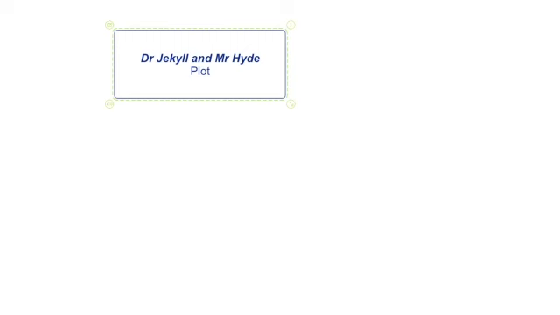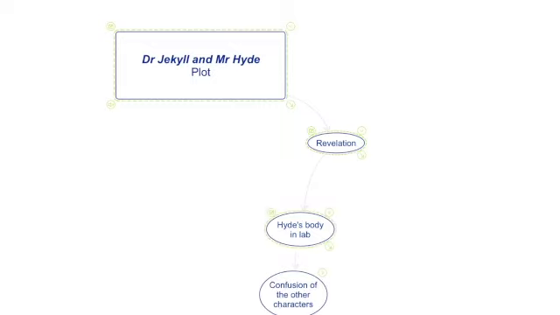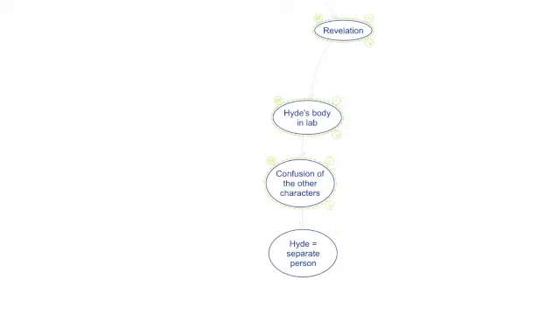Now back to the mind map. On the right side of your mind map, create a bubble called Revelation. Below this, add 3 bubbles reading from top to bottom. Hyde's body in lab, confusion of the other characters, Hyde equals separate person. Next to this section, add Jekyll's confession. This shows how the truth finally emerges through the discovery and the confession.